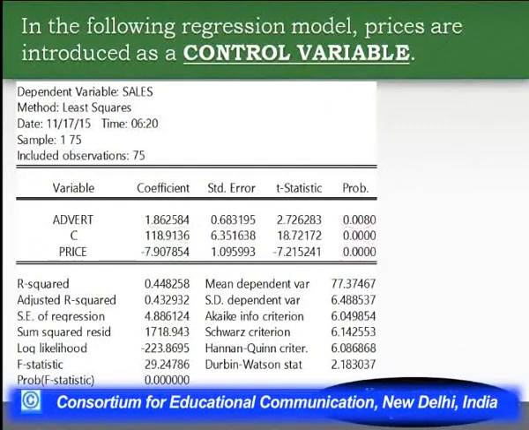So just have a look at this. In the following regression model, the prices are introduced as a control variable. We can see here the dependent variable is sales, the independent variable is advertisement, and we have seen the probability is 0.0080 in the first column. That means it is significant, whereas the price coefficient is -7, and the probability is also significant. The R square and the adjusted R square are about 44 and 43%.